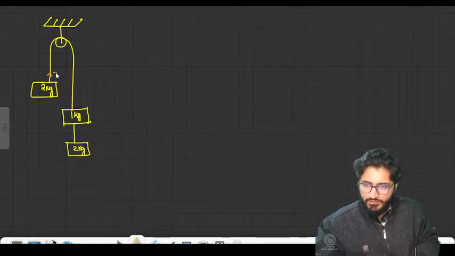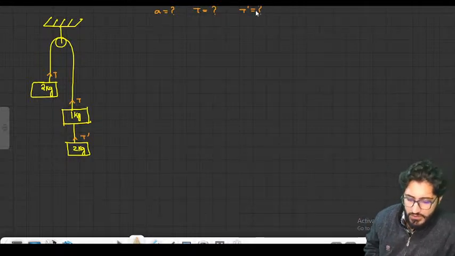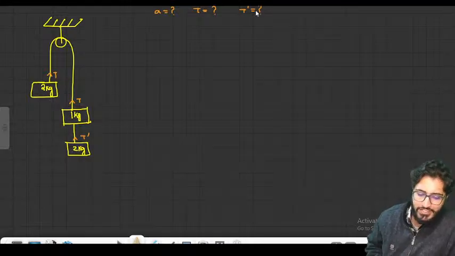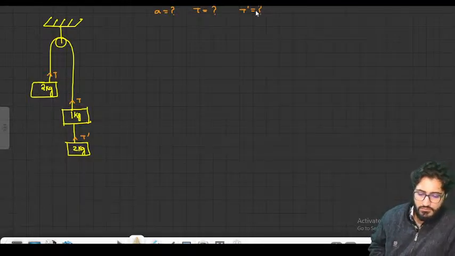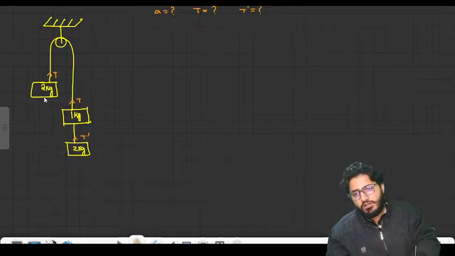Here is tension T, and here is tension T dash. Find the acceleration, tension T and tension T dash. These three things we need to find out. Clear? Yes, sir. Look here. First of all, I will mark the forces. Weight will be 20 Newton, this will be 20 Newton, and here is 10 Newton.